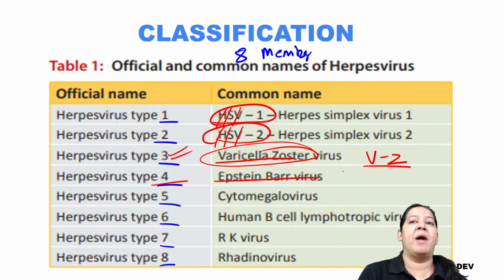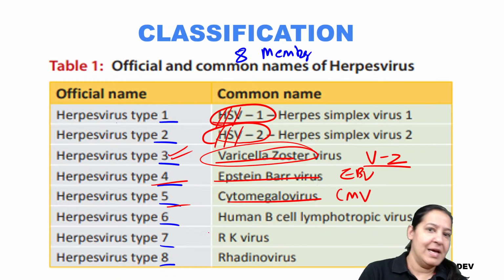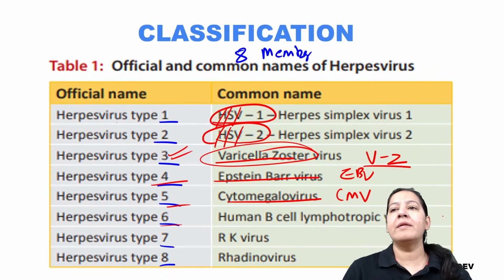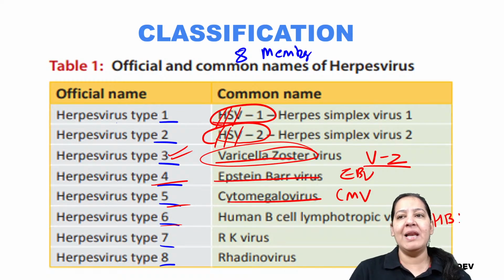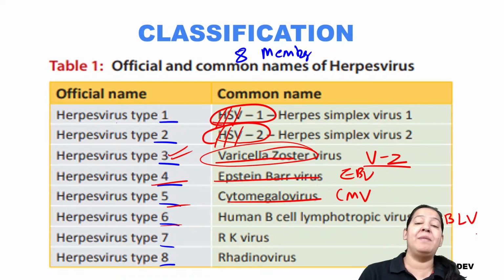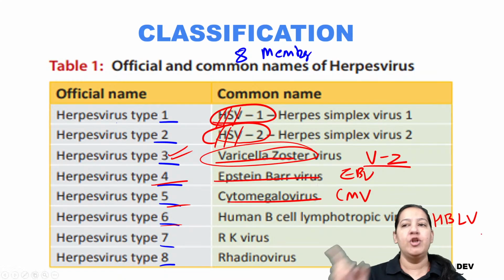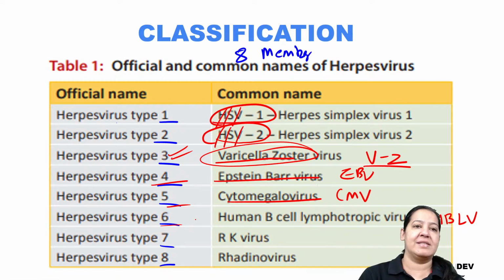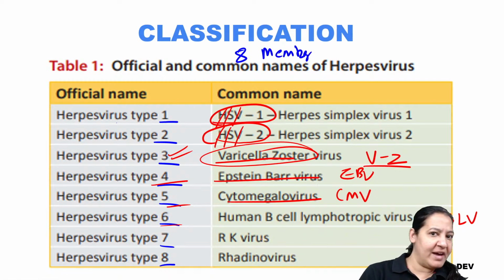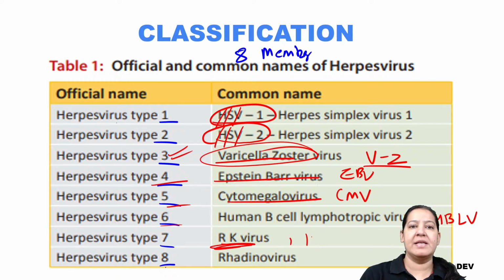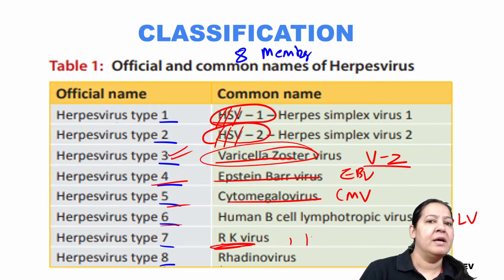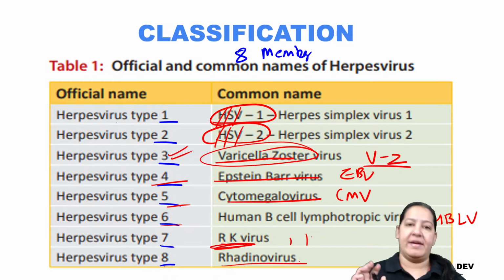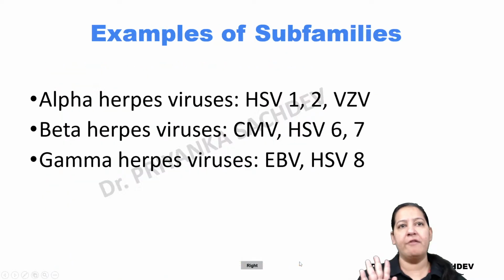Type 4 is Epstein-Barr virus, EBV virus. Type 5 is CMV, cytomegalovirus. Type 6 is human B cell lymphotropic virus, HBLV. Type 7 is RK virus or Kaposi virus. I have to confirm whether it is 7. It is RK virus. And type 8 is Redinovirus. You have to learn their names.